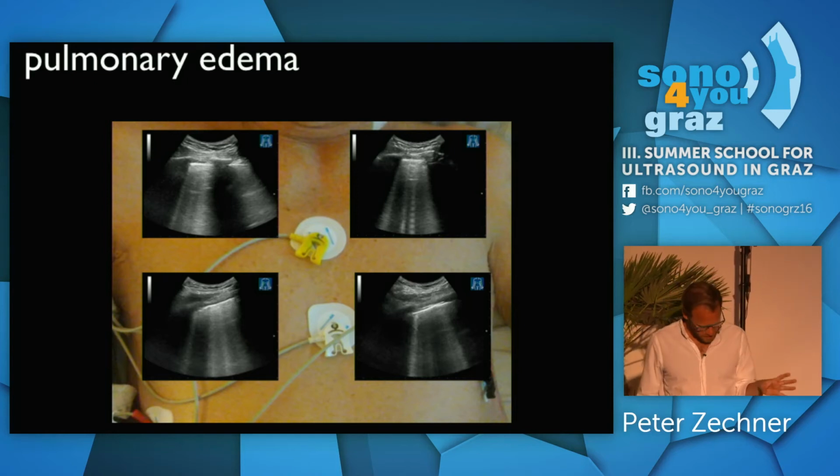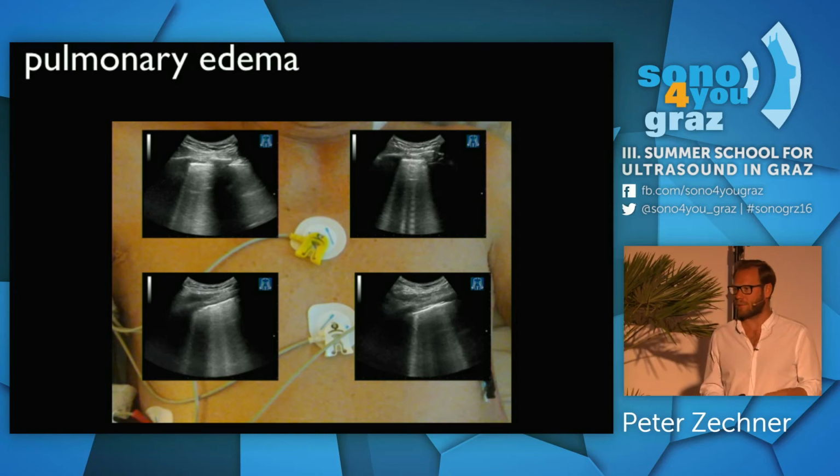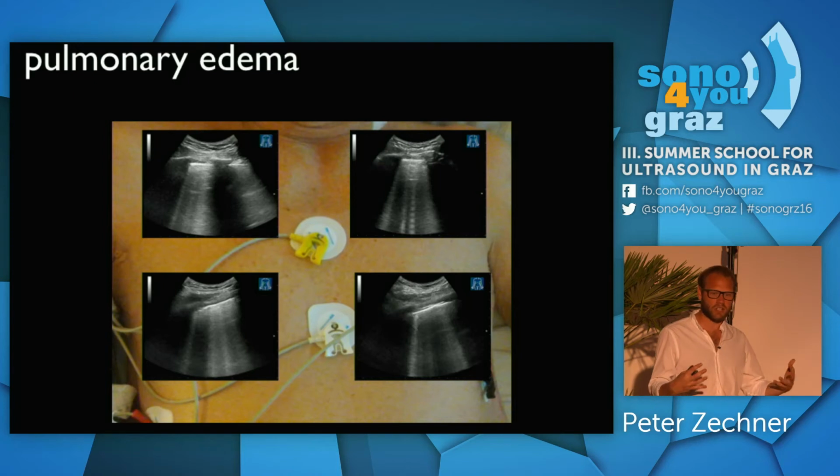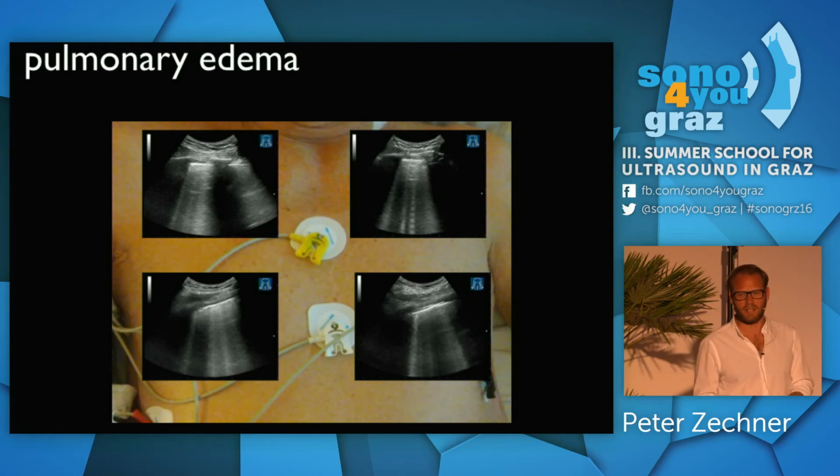So we know that students who only get a course of 2 hours and have no ultrasound experience can exclude or diagnose pulmonary edema, because you do not have to find any structures. You only have to see the lung surface and the B-lines. And if you've seen it once, you will always find it again.